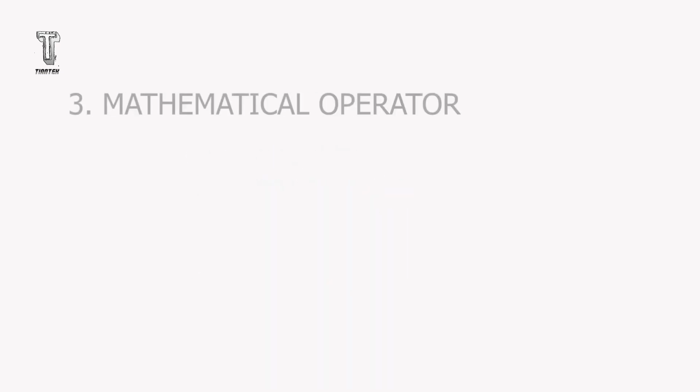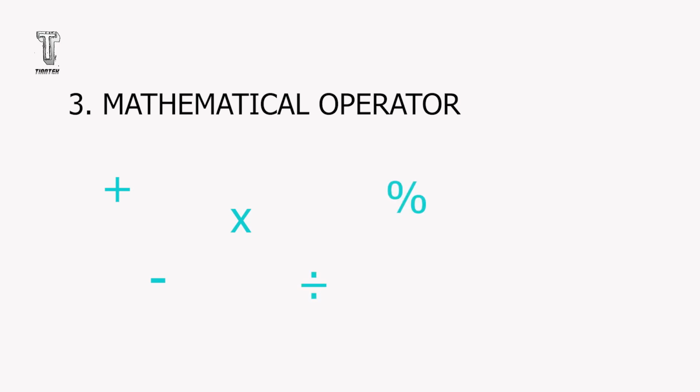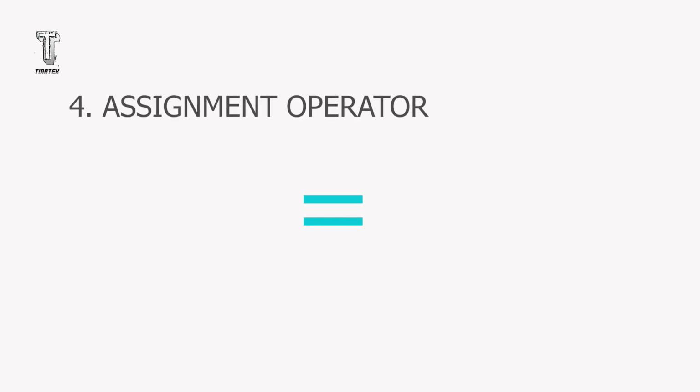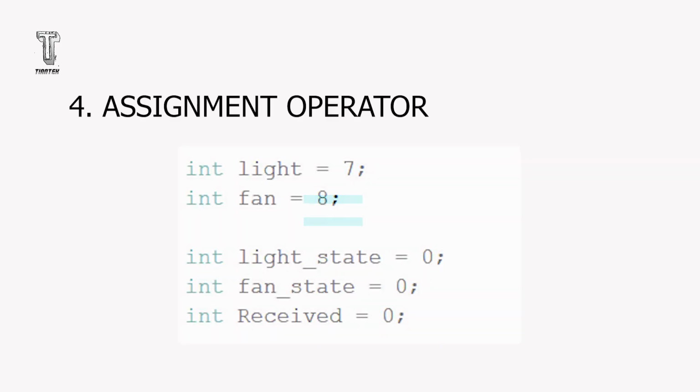Mathematical operators. These are the ones you'll use if you wish to perform a mathematical equation within your code. The signs plus, negative, times, divide, and percent are among them. The equal sign will be used in the assignment operator to calculate the final value of the data type on the right hand side of the sign. It will also link the value on the right side of your sign to the variable on the left side of your sign.